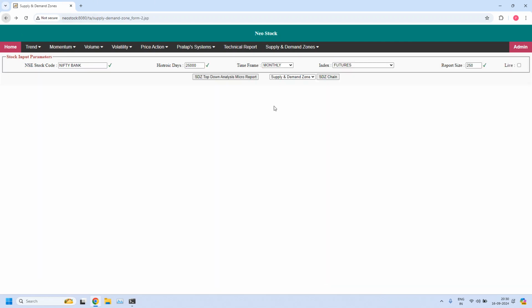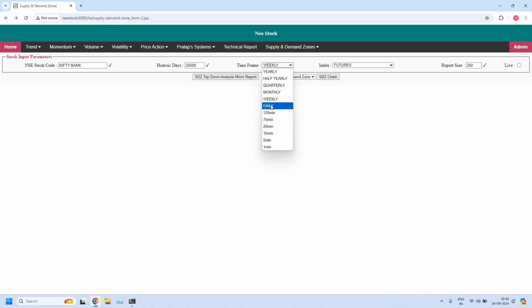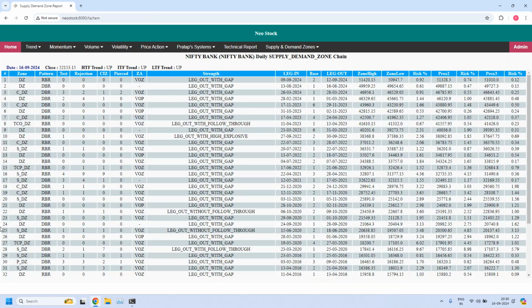So next time frame is weekly. I am generating weekly supply demand zone chain for BANKNIFTY. Next time frame is daily. I am generating daily supply demand zone chain for BANKNIFTY.